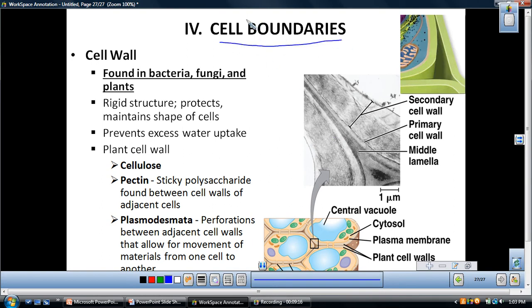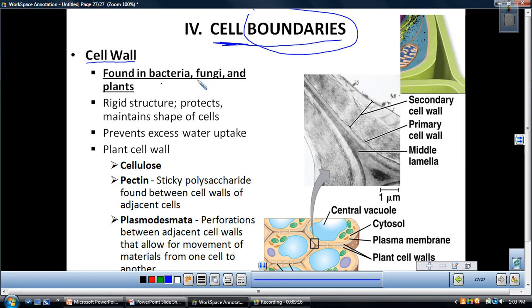And if you think about the word boundary, it's like a barrier, but in this case, these boundaries are not going to be foolproof. They're going to allow movement of stuff into and out of the cell, because if they wouldn't let stuff in and out, the cell would not be able to do its job appropriately. So the first boundary we're going to talk about is the cell wall.